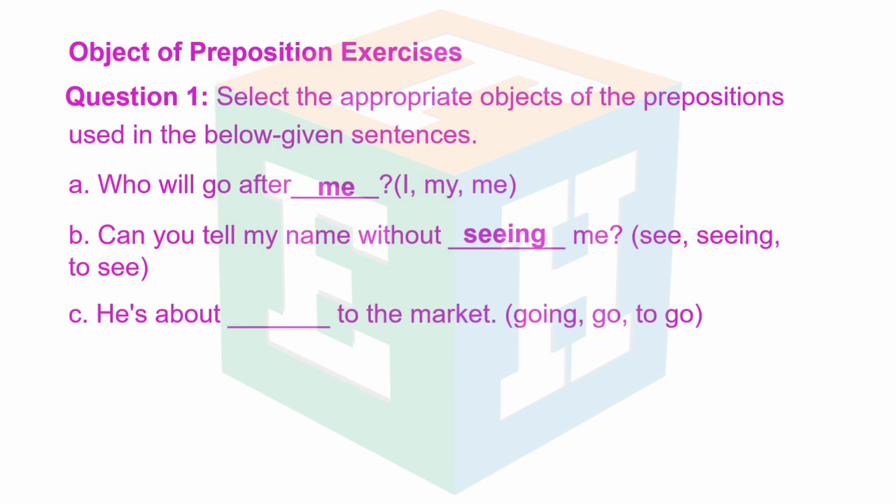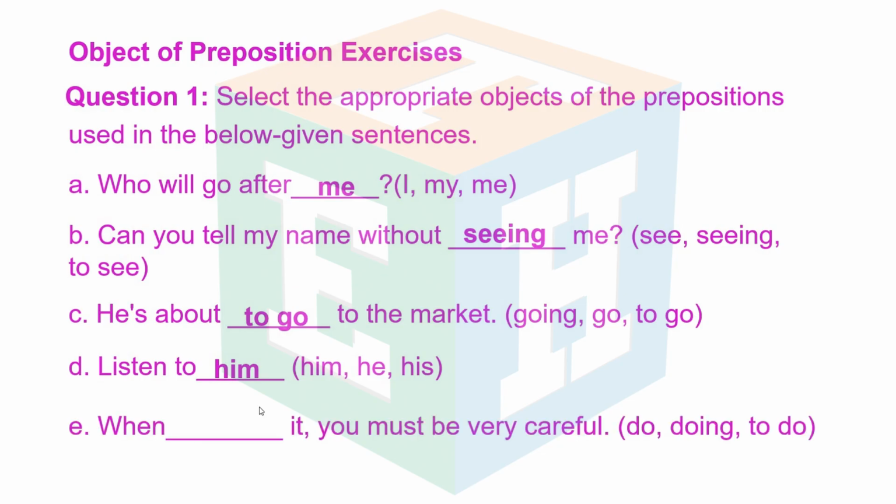C. He's about blank to the market. Going, go, to go. Answer. He's about to go to the market. D. Listen to blank. Him, he, his. Answer. Listen to him. E. When blank it, you must be very careful. Do, doing, to do. Answer. When doing it, you must be very careful.